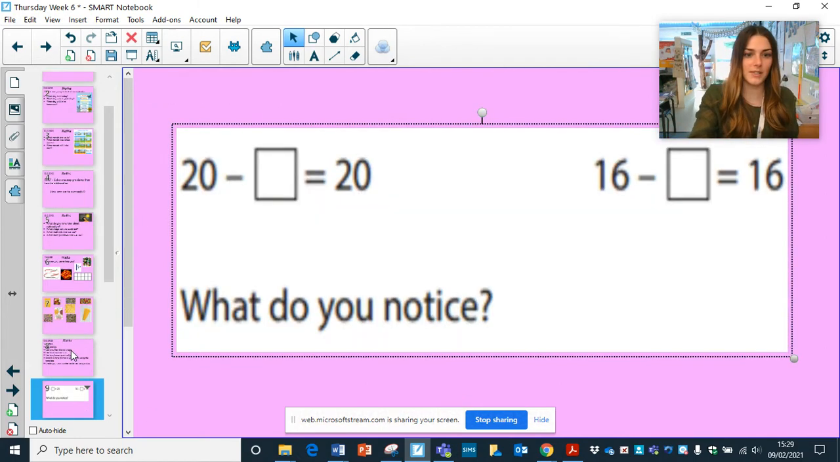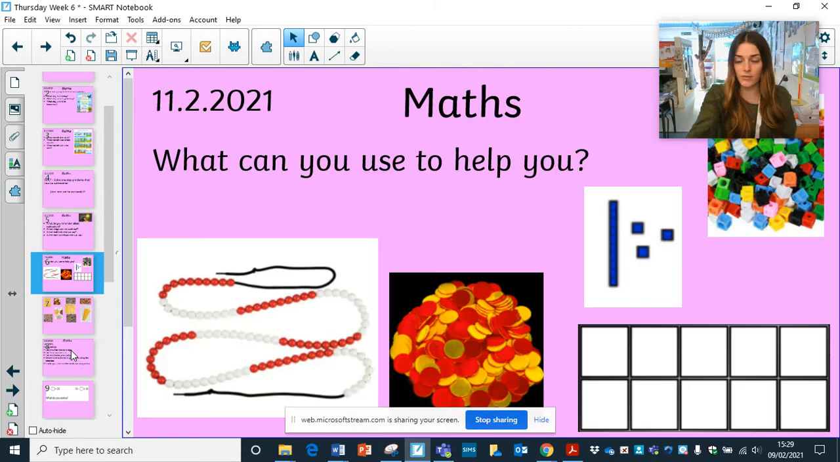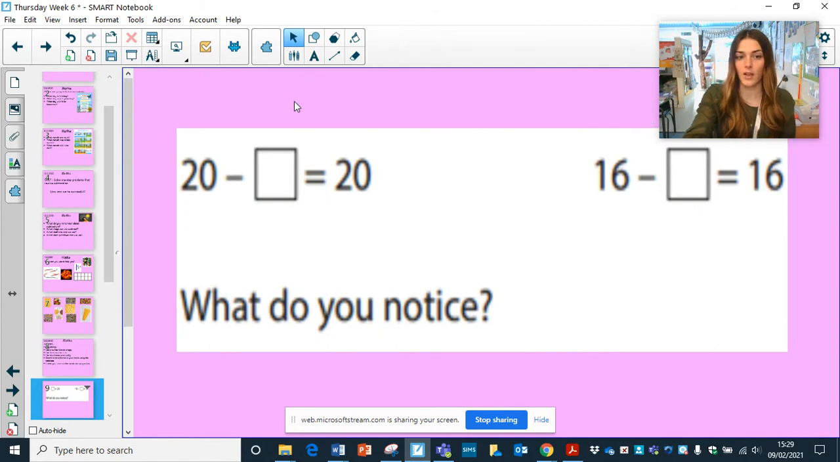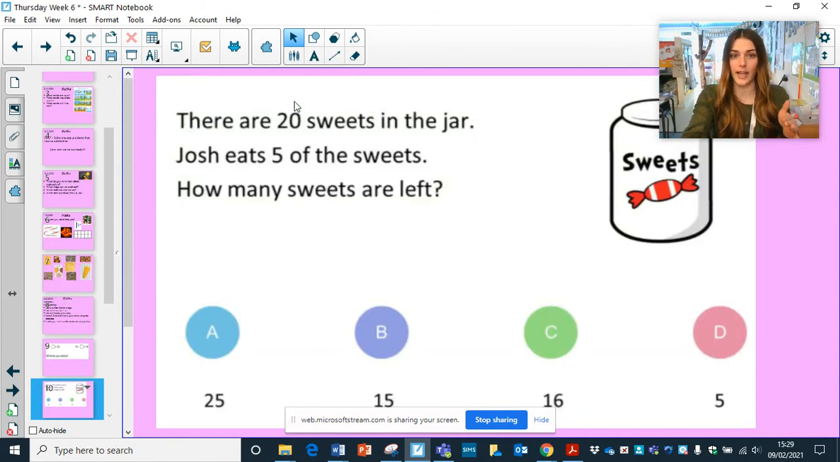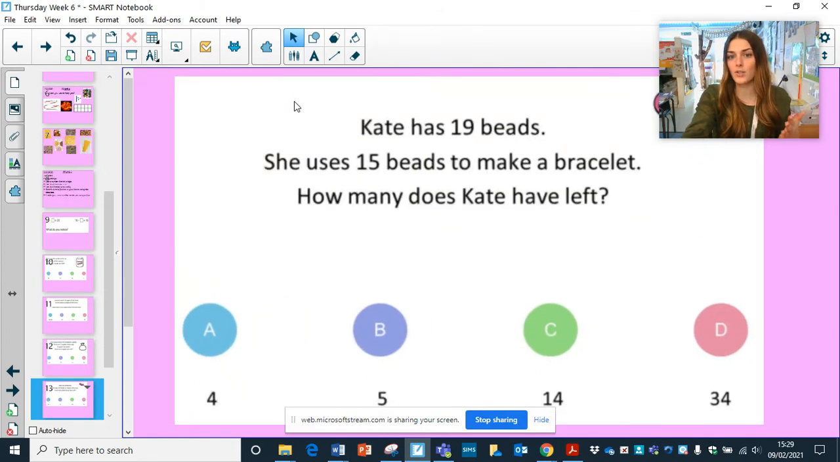So in today's learning you can use any of these methods and any of these resources. You have got some different types of questions on these slides to work out. There are some word problems and some multiple choice. You need to look at the numbers and work out what it's asking you to do.